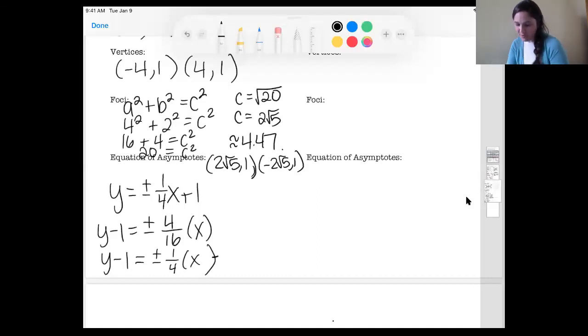Okay, there we go. See, I made a mistake when I looked at my graph, but I didn't make a mistake when I had my equation. All right, okay, let's do it one more time.